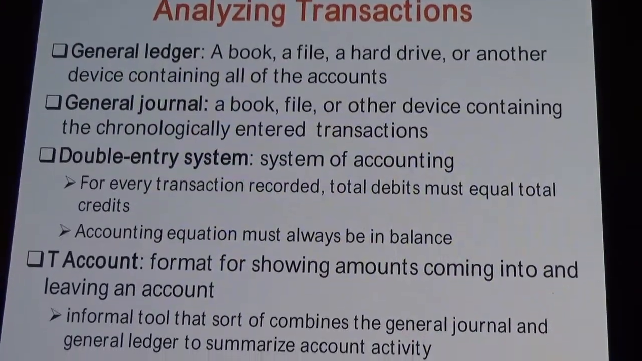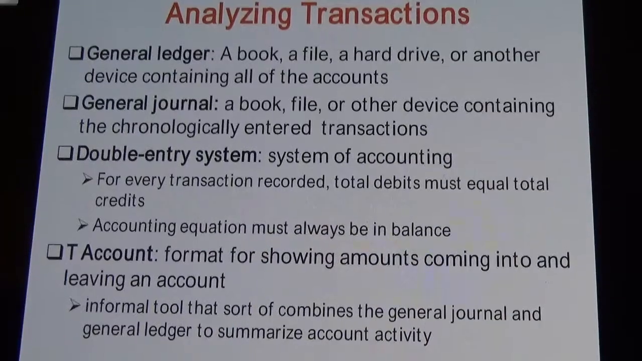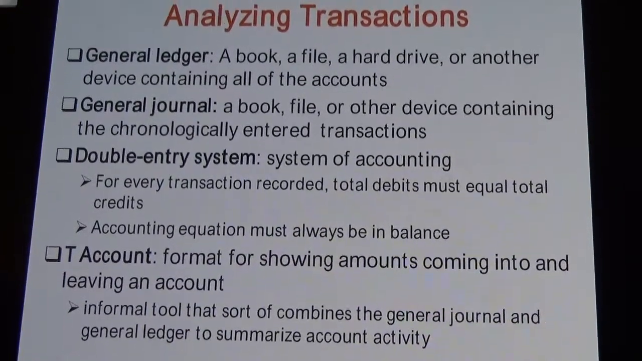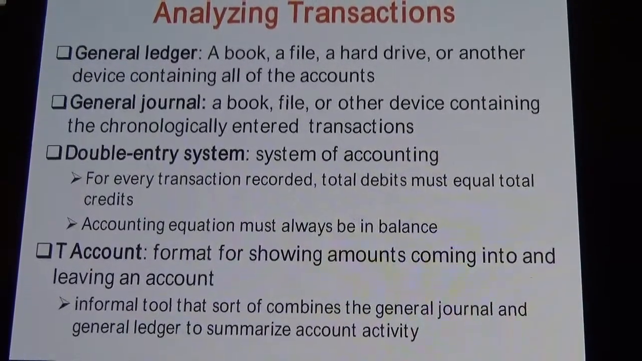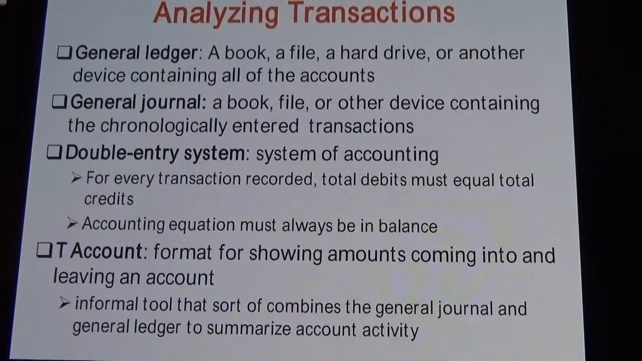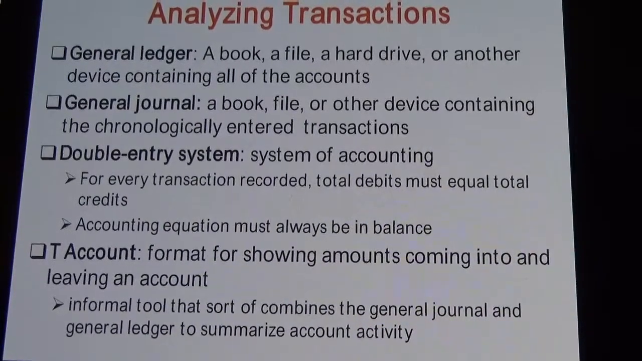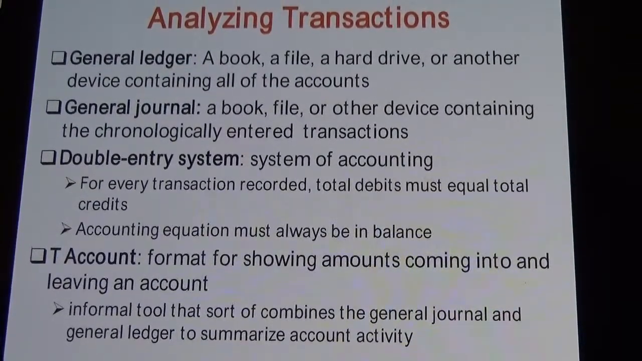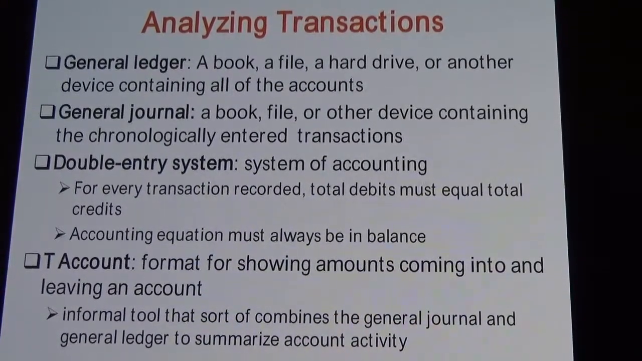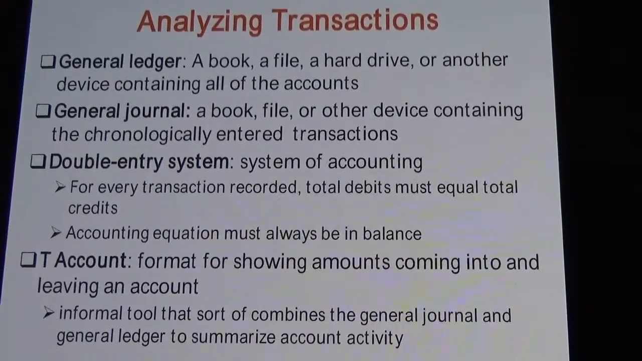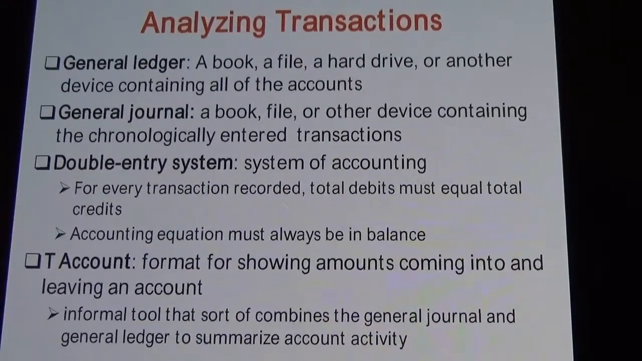Another component we have in this double entry system is a general ledger. And the general ledger is basically the collection of all of those accounts. And it could be in a book format if it's a manual system. We don't see those very much anymore. More likely it's going to be a file on a hard drive, or some other kind of device that contains all the accounts. We also have a general journal, and it's in that journal that we enter all the transactions in chronological order. Again, it could be a manual journal in a paper book. More often, it's a file on a hard drive or something like that.